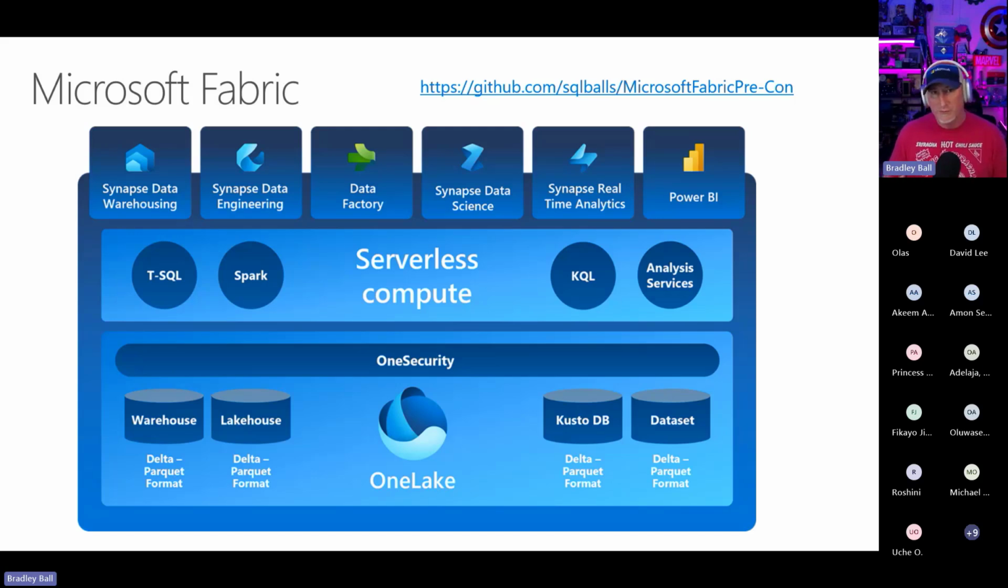And what it all is built on is this concept called OneLake. This is our storage where we have our data. And then you've got these different services. You've got warehousing, engineering, Data Factory, data science, real-time analytics, and of course, Power BI. If you have a P SKU, if you're a customer who has a P SKU, or you're working with a customer who has a P SKU, they already have access to Microsoft Fabric.